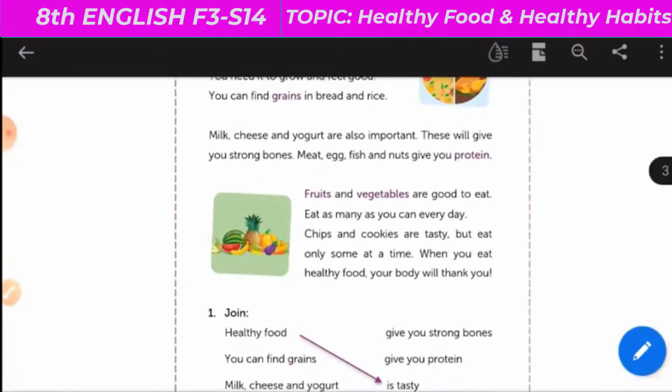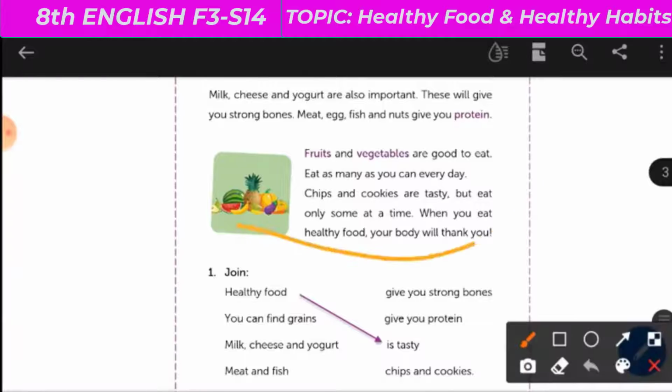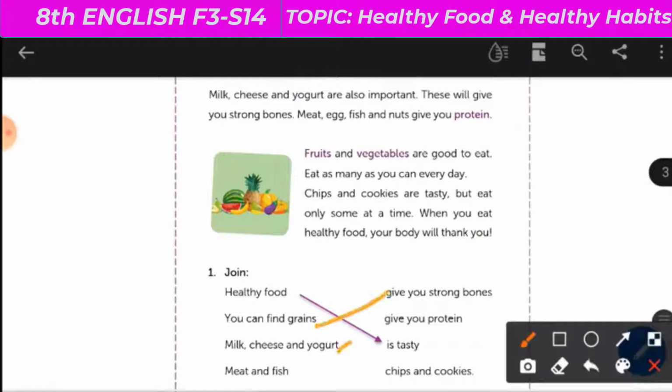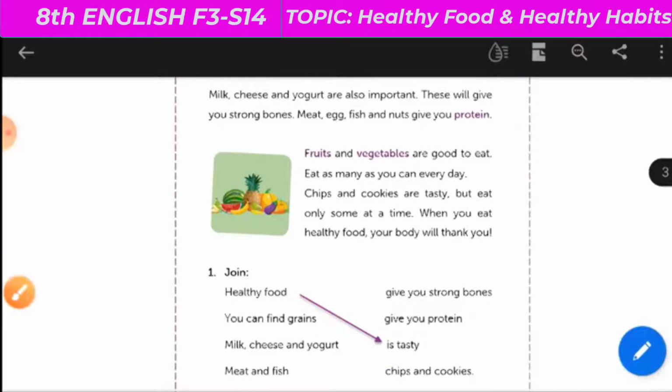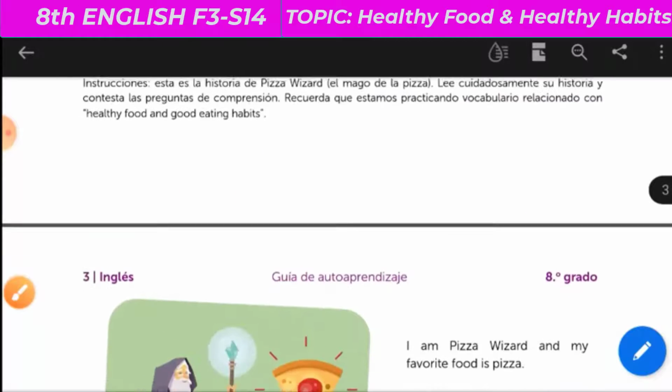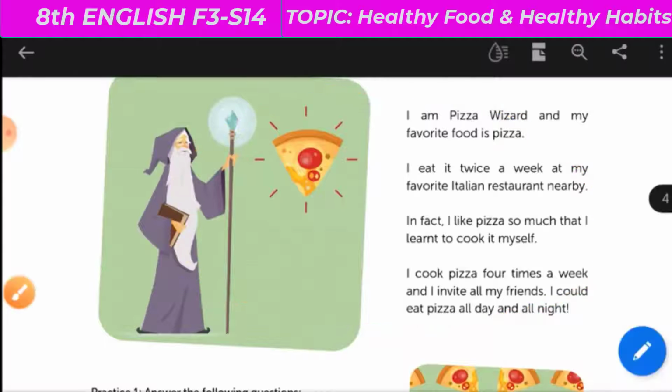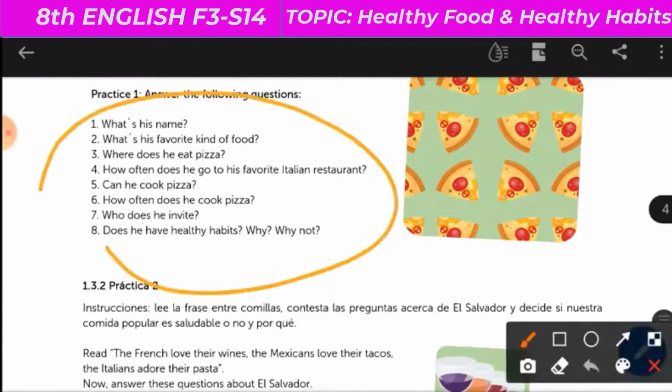Luego tenemos readings, tenemos 2 readings. En el primer reading, leemos y luego conectamos the sentences here, una con la otra, based on what we have read, de acuerdo a lo que hemos leído. In the second reading, the pizza wizard, el mago de la pizza, lo mismo. Leemos aquí the paragraph in English y respondemos in English.